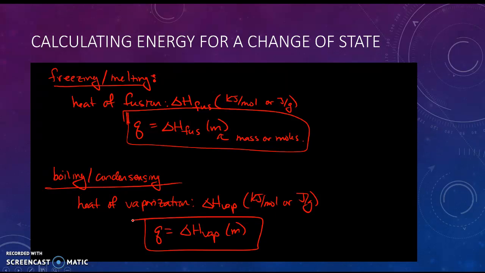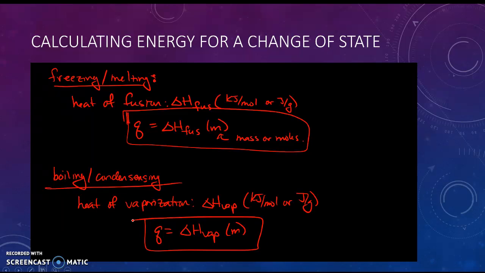Now, what's not in these equations is a delta T. So remember, when we were doing calorimetry before, and we were talking about, say you had a metal and it cooled from one temperature to another, or you had water that warmed from one temperature to another, we use Q equals mc delta T for that.